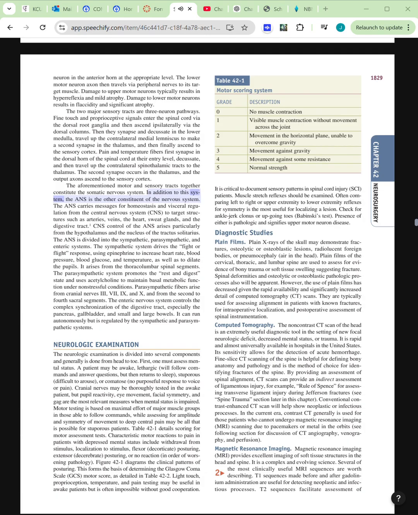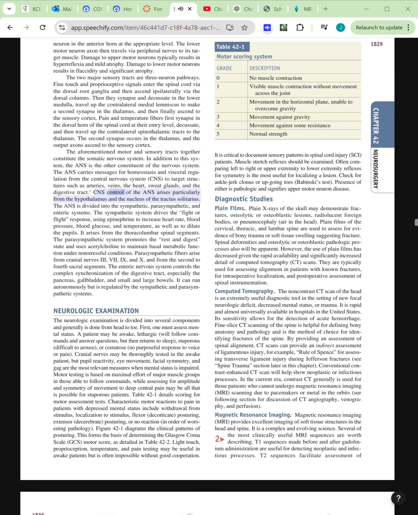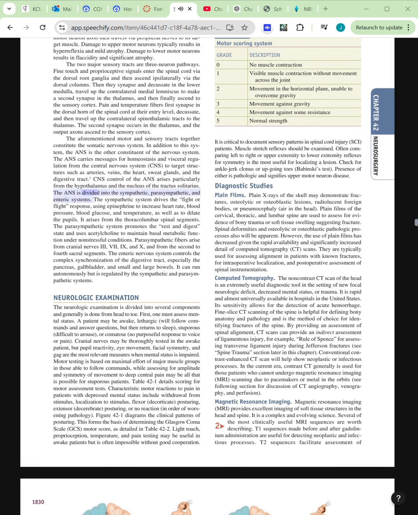In addition to this system, the ANS is the other constituent of the nervous system. The ANS carries messages for homeostasis and visceral regulation from the central nervous system to target structures such as arteries, veins, the heart, sweat glands, and the digestive tract. CNS control of the ANS arises particularly from the hypothalamus and the nucleus of the tractus solitarius. The ANS is divided into the sympathetic, parasympathetic, and enteric systems.